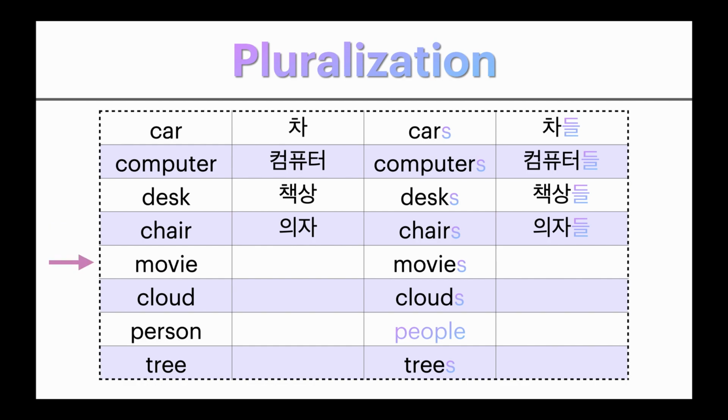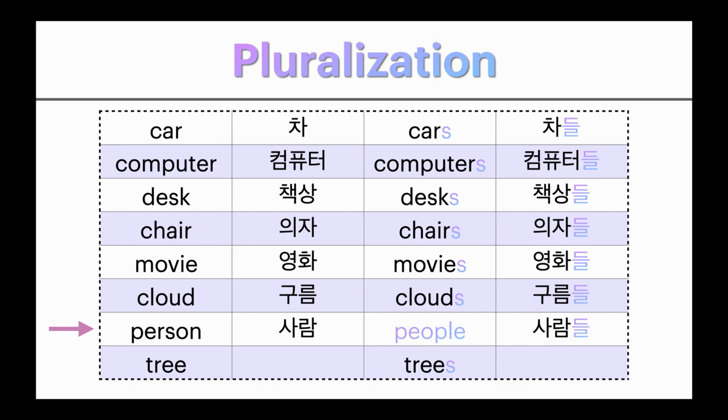Movie. 영화. Movies. 영화들. Cloud. 구름. Clouds. 구름들. Person. 사람. People. 사람들. Tree. 나무. Trees. 나무들.